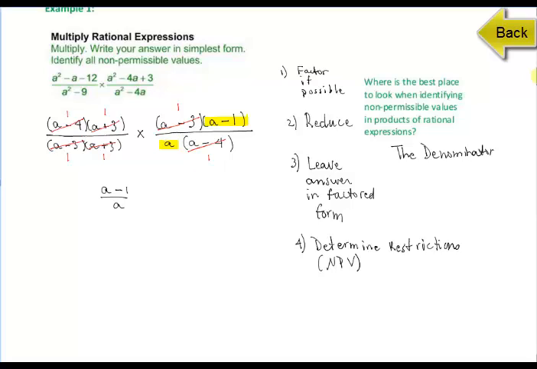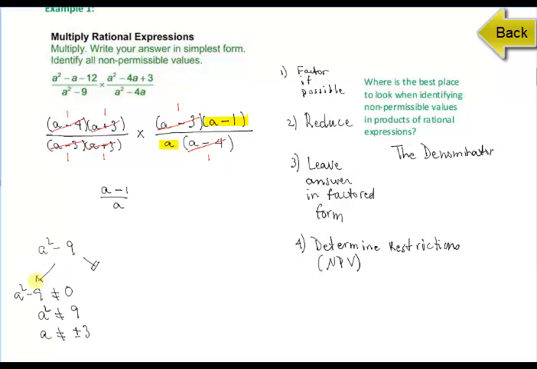So we have two denominators. We have a squared minus 9. Now you can look for non-permissibles with this one two ways. One by just solving for a. So you say a squared minus 9 cannot be 0, right? So bring the 9 over to the right. So a squared cannot equal positive 9. And so a cannot be equal to plus and minus 3.